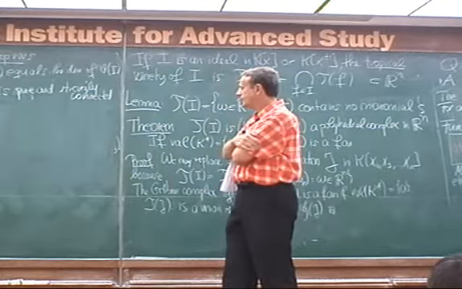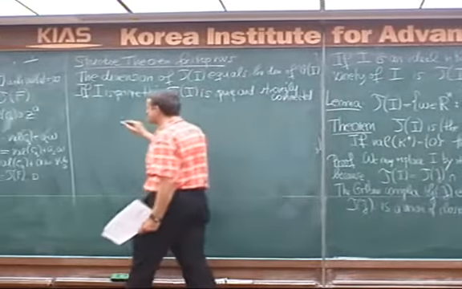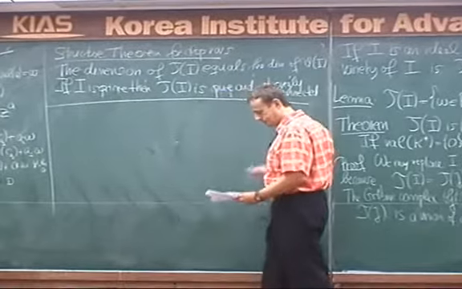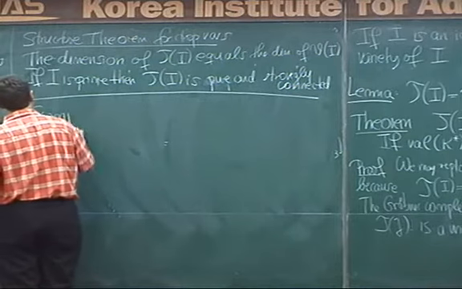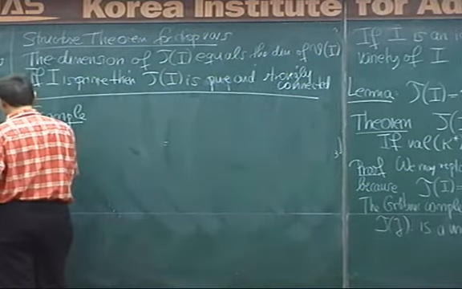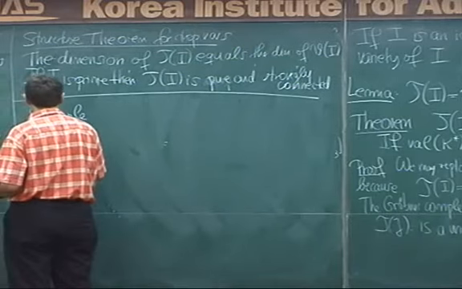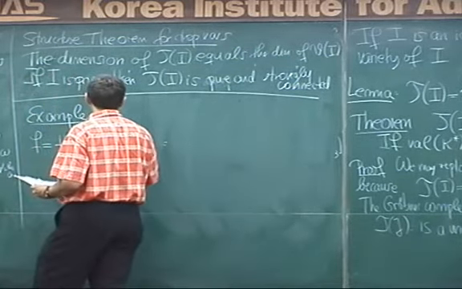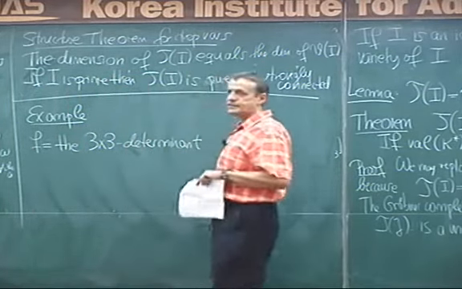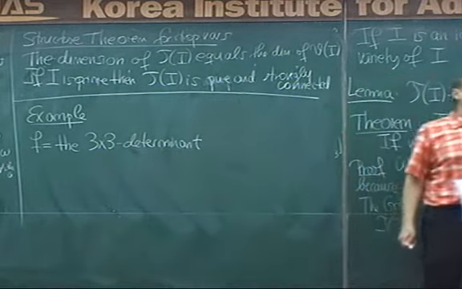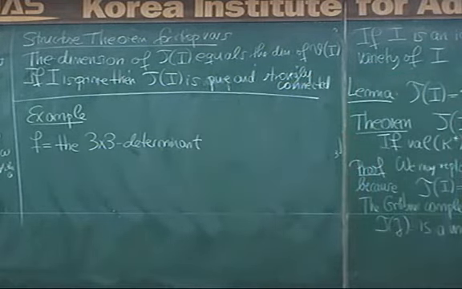Then let's do examples. If there are no questions about the statement, if the statements are clear, let's do some examples. Let's do one example, very, very slowly. Let's take f to be the 3 by 3 determinant. Now I'm going to take the general determinant, not the symmetric one. So f is a homogeneous cubic polynomial in 9 variables having 6 terms.